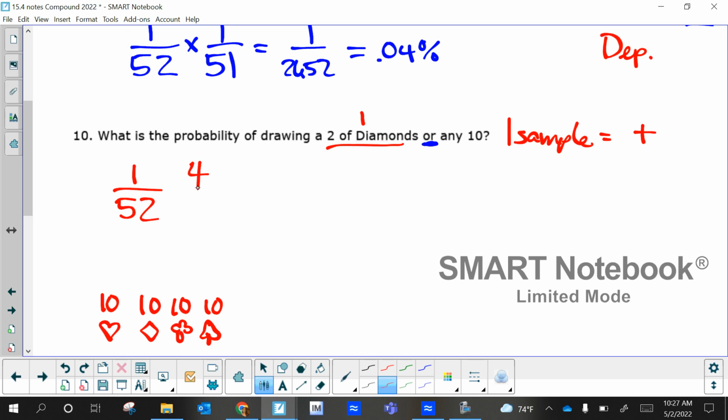Do any of them overlap? The 2 of diamonds and that? Nope, they're completely different. So I have no overlap involved. So 4, 1, add those up. That equals 5 out of 52. What's 5 divided by 52? I have about a 9.6% chance of drawing a 2 of diamonds or any 10. All right, that's it.